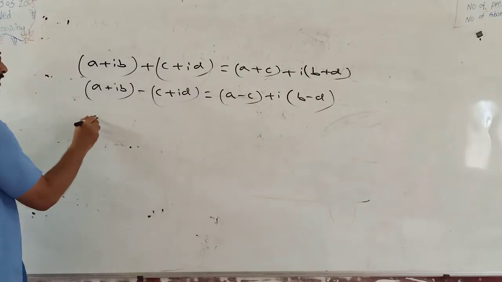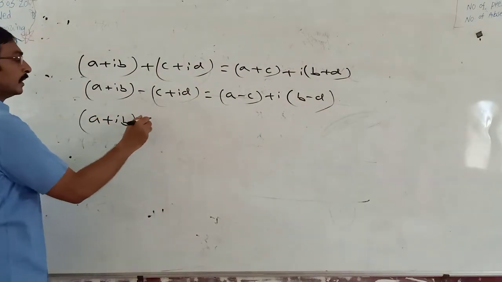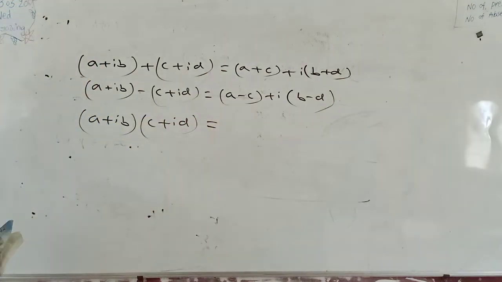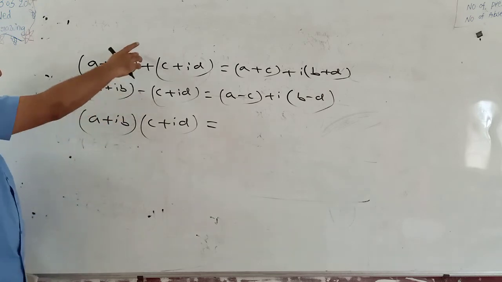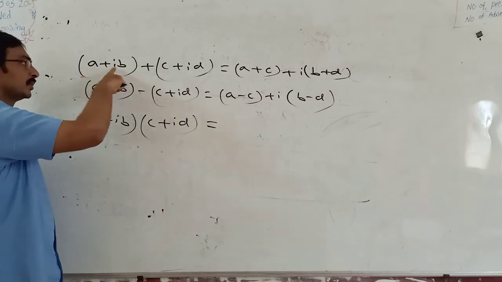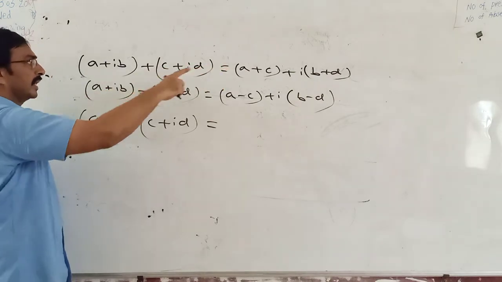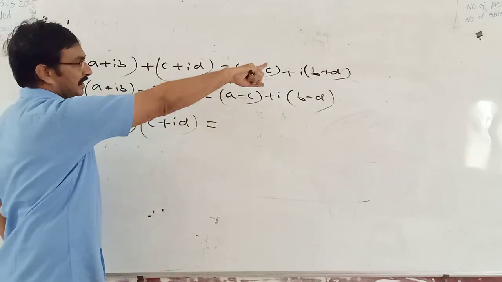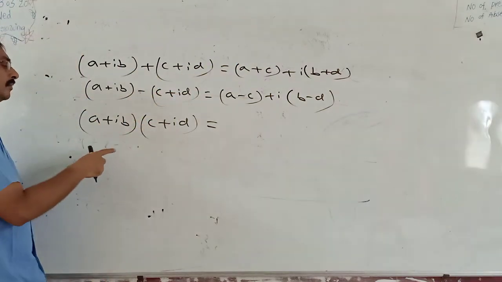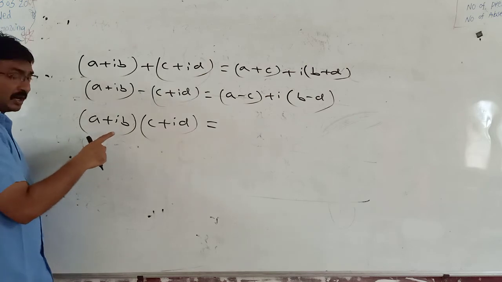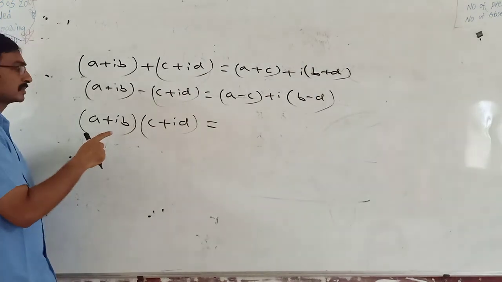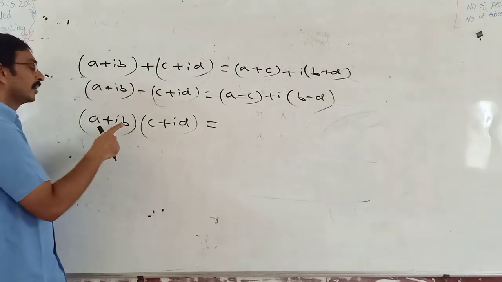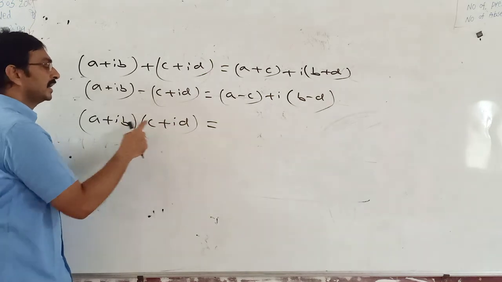Next, multiplication of two complex numbers. (a + ib) into (c + id). These two are clear: the sum of real parts is the real part of the required answer, and the sum of imaginary parts is the imaginary part of the required answer. Similarly for difference. When there is multiplication, the real part of the product of two complex numbers is the product of real and real plus the product of imaginary and imaginary.